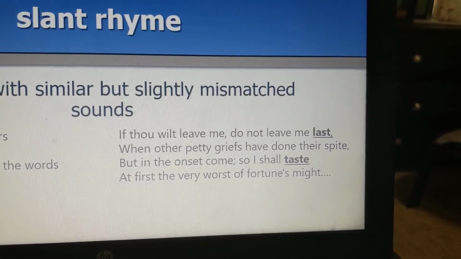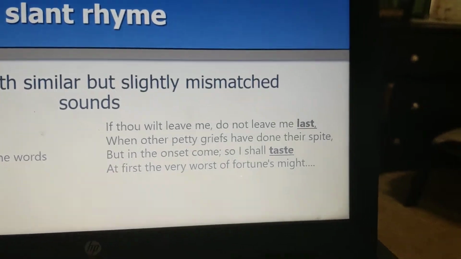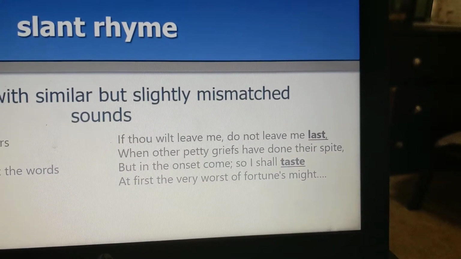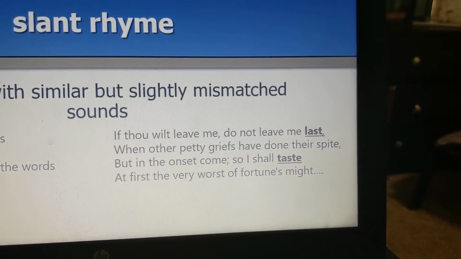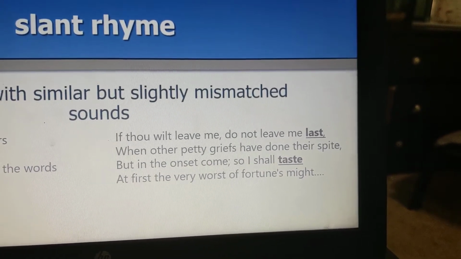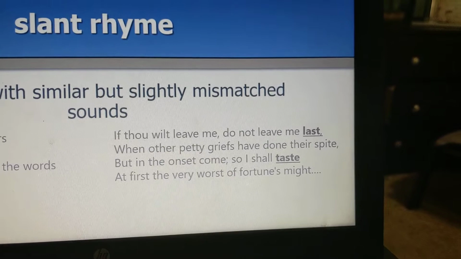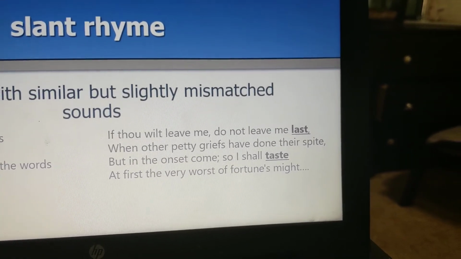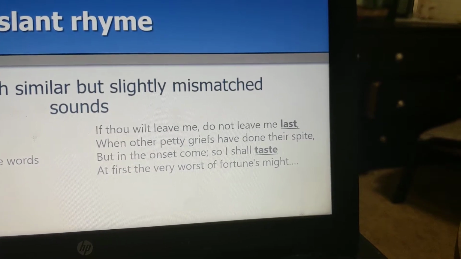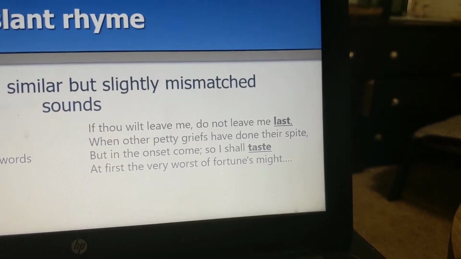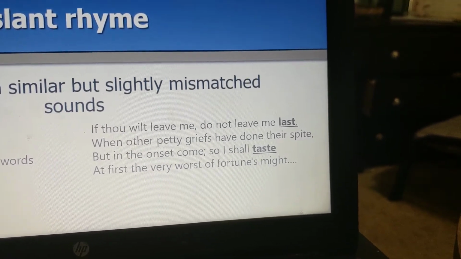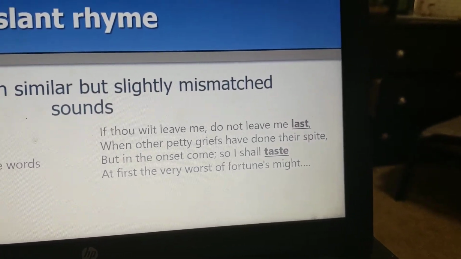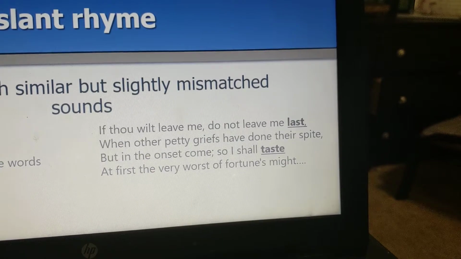Now you may say, Mrs. Flynn, they both have the A in them, so why isn't that a perfect rhyme? Well, listen to how the A is pronounced. Last, taste. We have the long A sound in taste. Last is that short A sound. So there is a slightly different way to pronounce those words. And we're going by the general pronunciation of each word, not how specific people pronounce them.